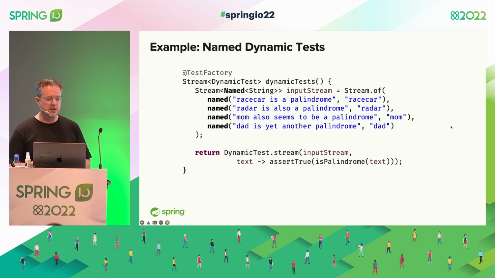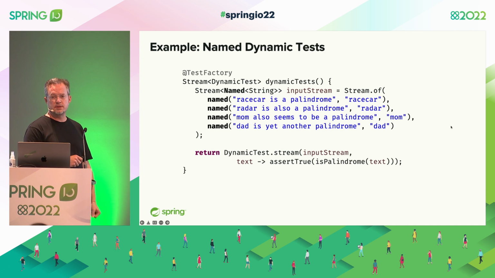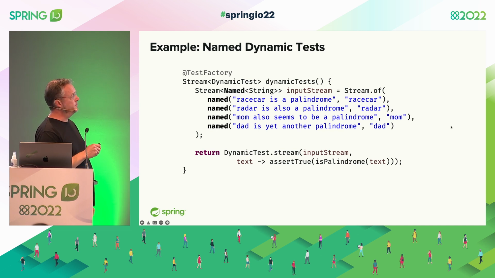Here we have an example with the dynamic tests. So we have a test factory method returning a stream of dynamic tests. We're setting up our input stream, which is a stream of named things. Here the payload is the type, so the string. And for each of these, we're just importing that static factory method here. We're specifying the names on the left as the first parameter, and the payload is on the right. In this case, it happens to be a string as well.